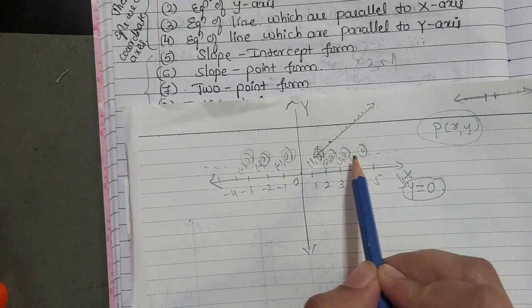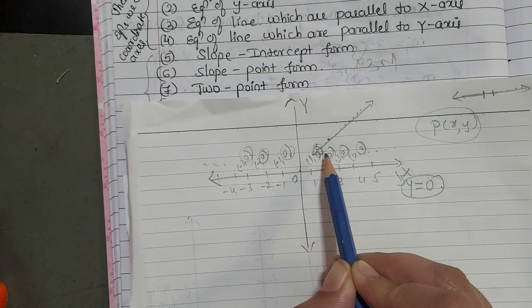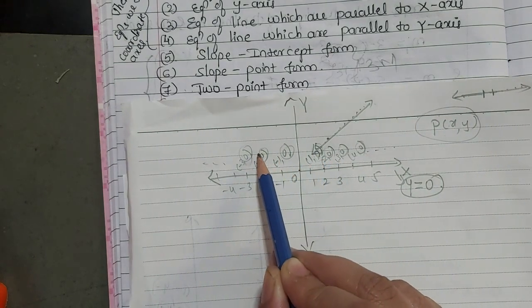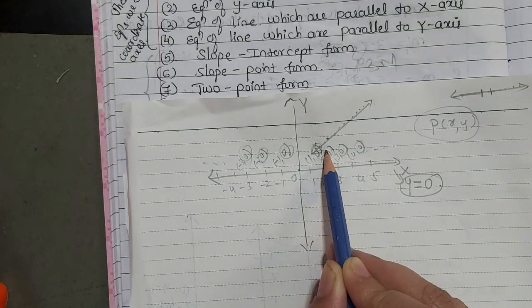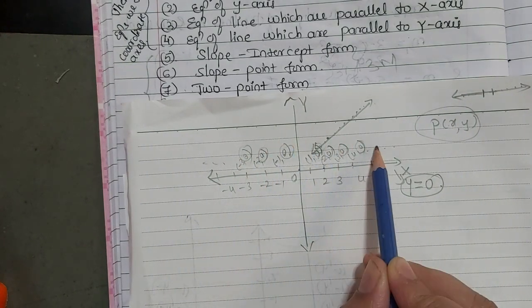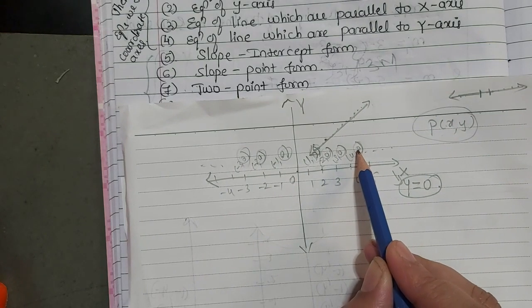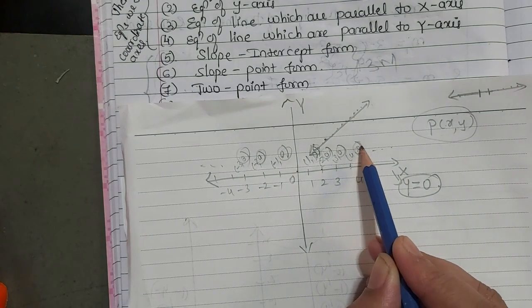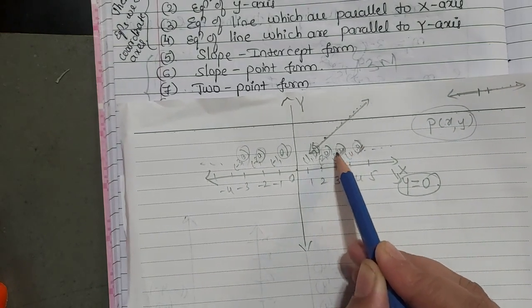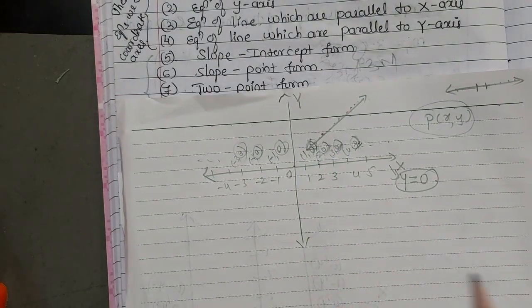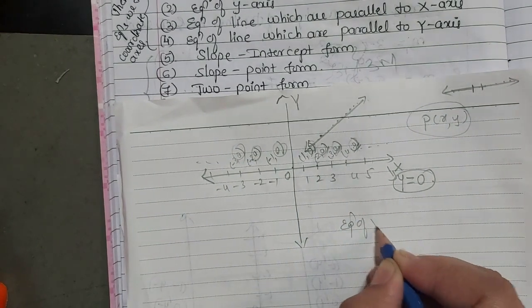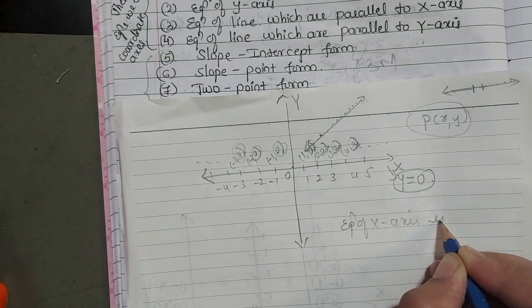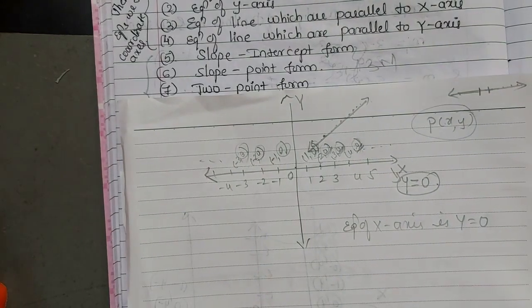When you observe, the y coordinate of all the points is 0. Therefore, this is the general condition we can see in the given points. Therefore, that represents the equation of the x-axis, which is y is equal to 0. Okay, this is the equation of x-axis. What is the equation of x-axis? The equation of x-axis is y is equal to 0.